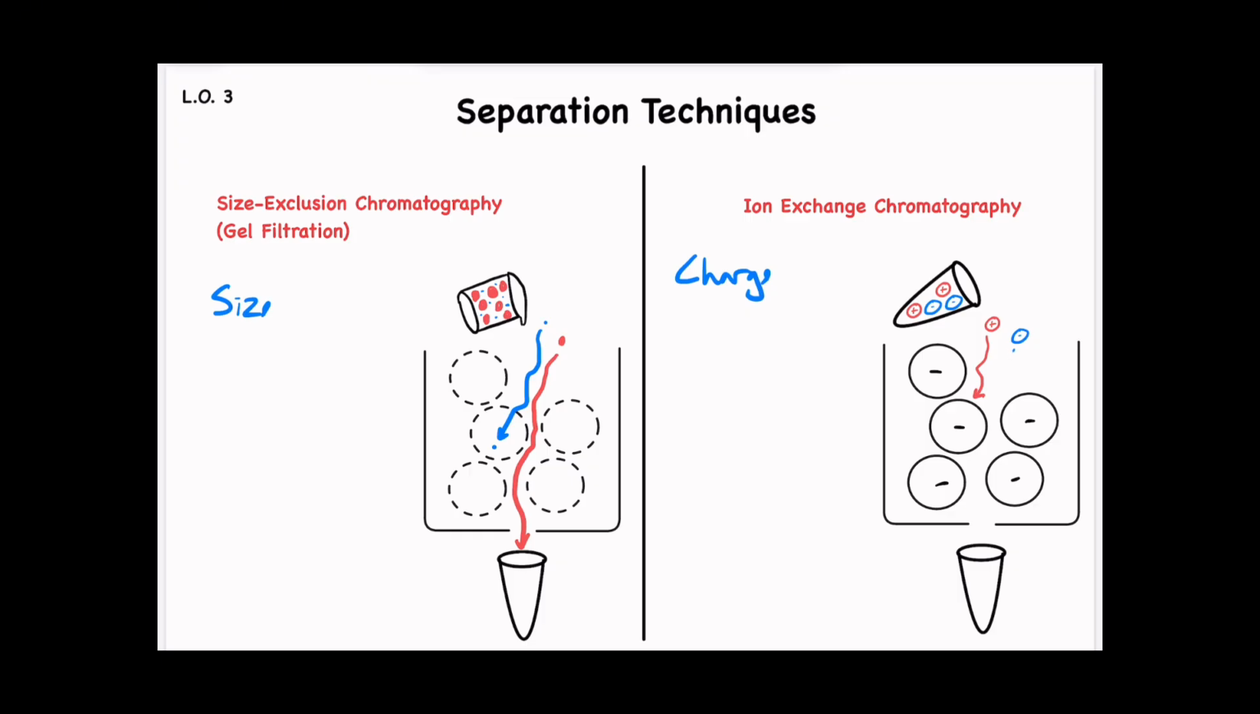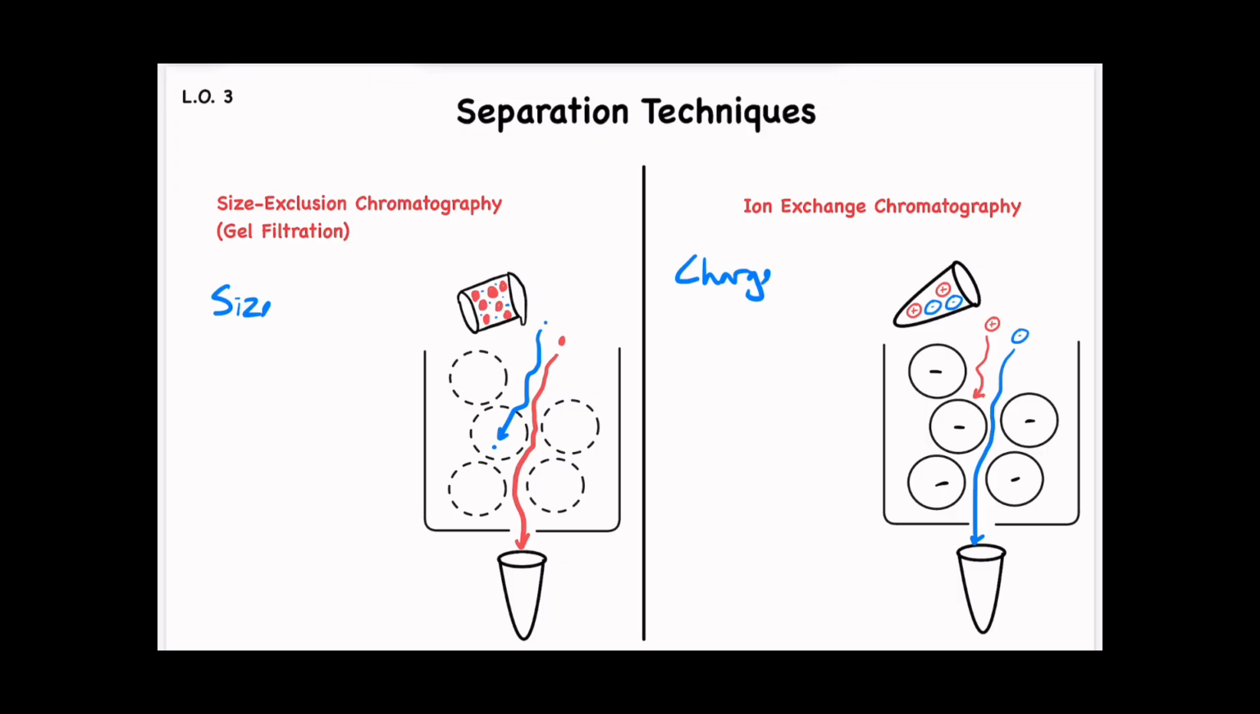However, a negatively charged protein is going to want to go through the column really quick because all these negative charges are going to be repelling it and squeezing it through that column. And so you can see that this is a pretty simple experimental setup to separate proteins with positive and negative charges from each other.